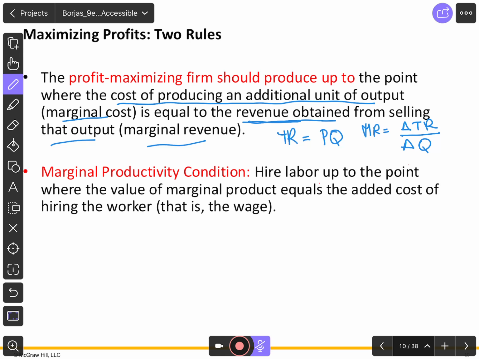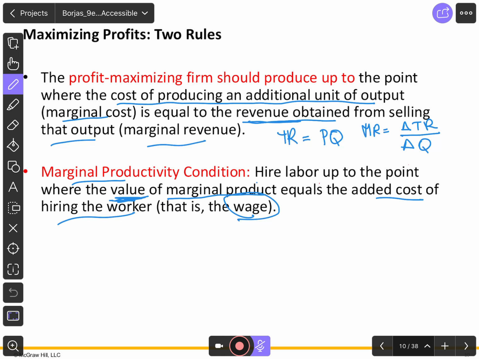All right, and then the marginal productivity condition: the hiring decision is made up to the point when the value, and this is important, the dollar value of the marginal product is equal to the added cost of hiring the worker, which is basically the wage.